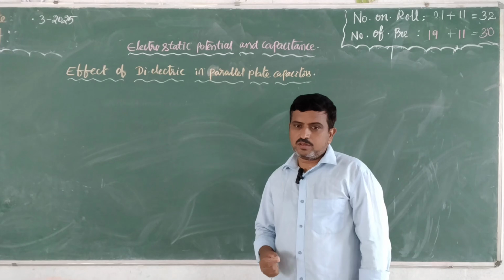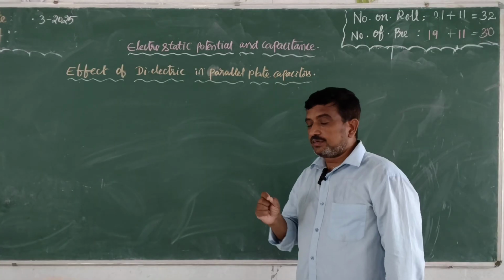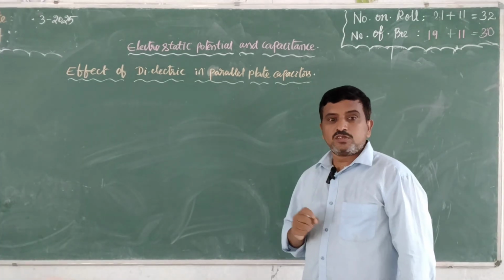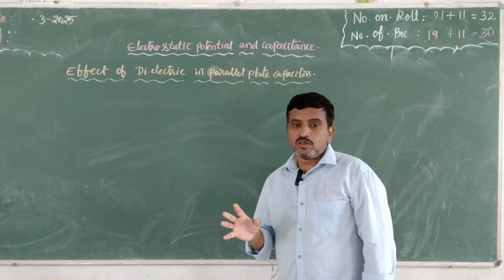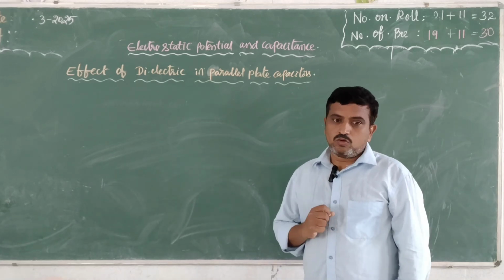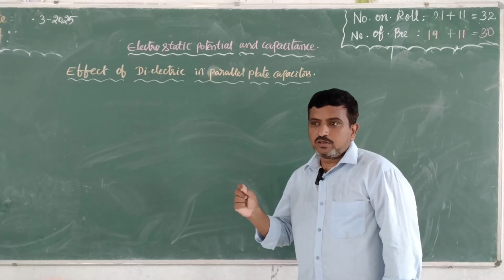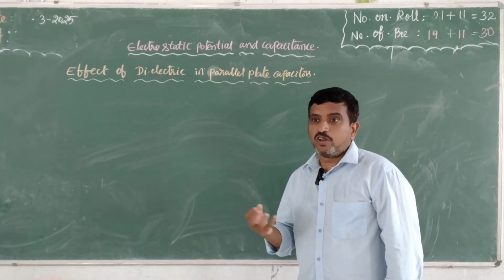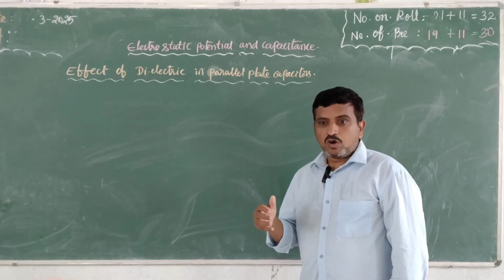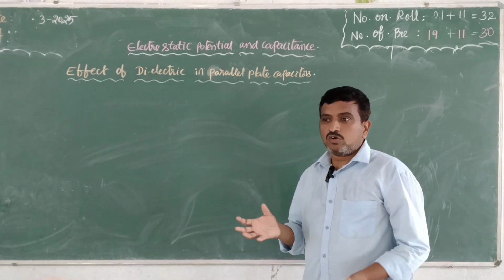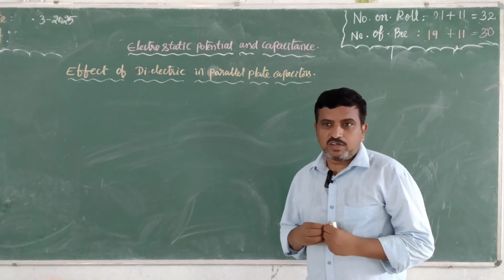Today we discuss electrostatic potential and capacitance, second lesson, 12th standard. In this one we discuss the effect of a dielectric when placed in a parallel plate capacitor. What is the effect? How does the electric field change, how does the potential change, how does the capacitance change, and what are the advantages? That we discuss in this class.